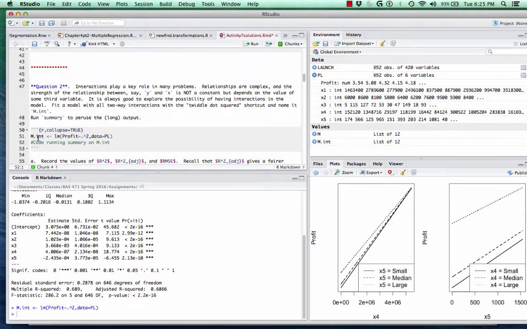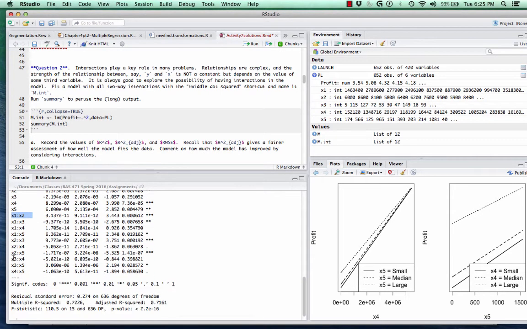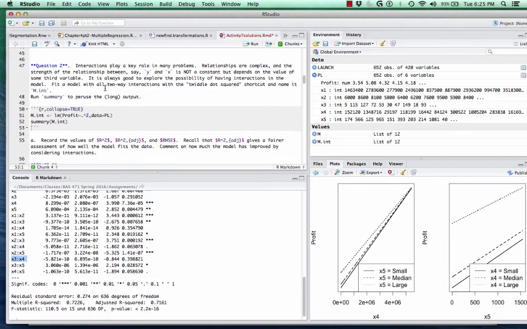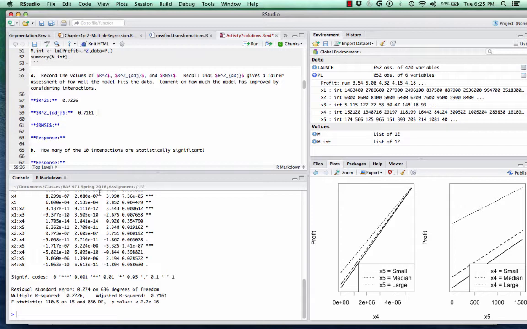So let's fit the model m.int and then look at a summary of it. There's going to be a lot of predictor variables. There's a total of 10 interactions. So we have the predictor variables 1 through 5 themselves, the interaction between x1 and x2, the interaction between x3 and x4, etc. Let's see how much the model is improved, if at all, by including the interactions. Let's copy and paste the value of R squared, which we're promptly going to ignore because we know R squared always gets bigger when we add predictors into the model, even if they're unrelated to y. Instead, we're going to focus on the root mean squared error and the value of R squared adjusted.